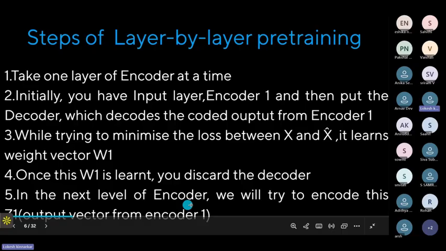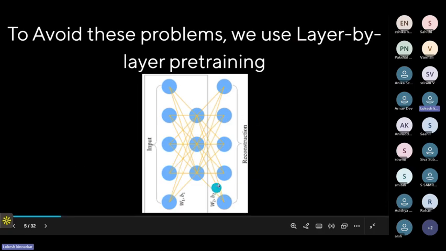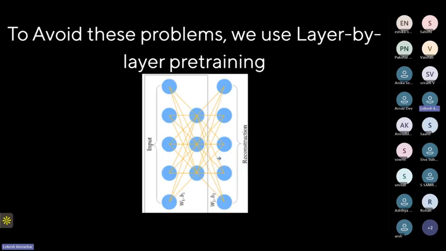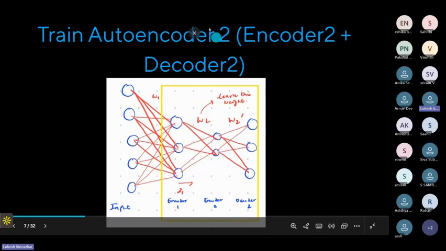And in the next level of encoder, you will try to encode the Z1. So what is this Z1? Z1 is nothing but the output representation obtained from this particular encoder. So you are just repeating these steps for each and every encoder decoder pair. So this is the second step which we will follow here.